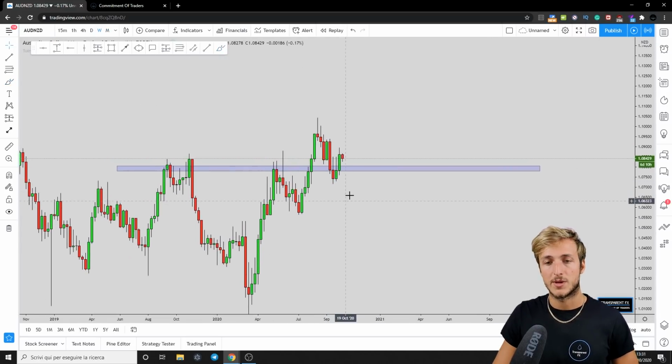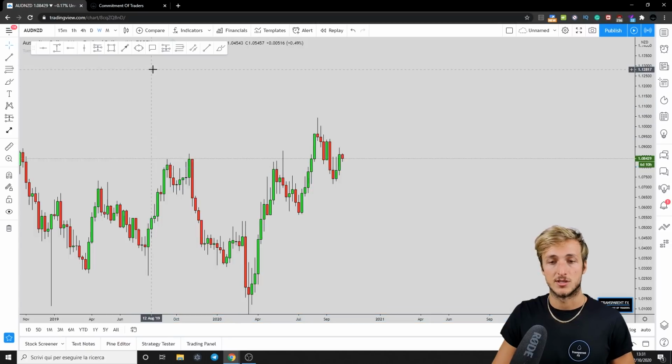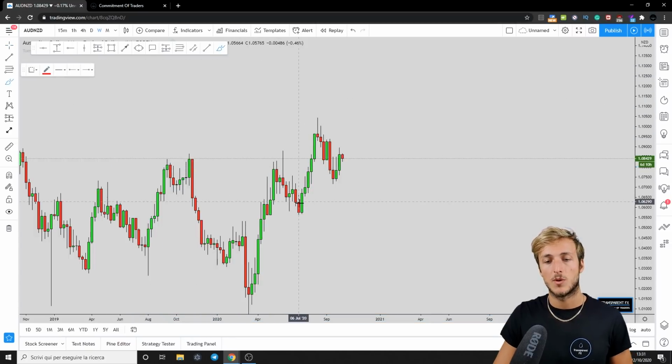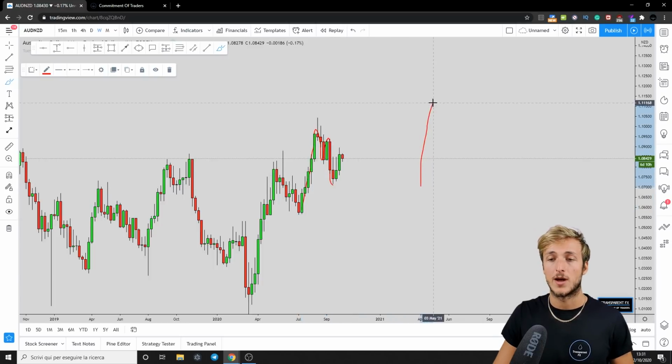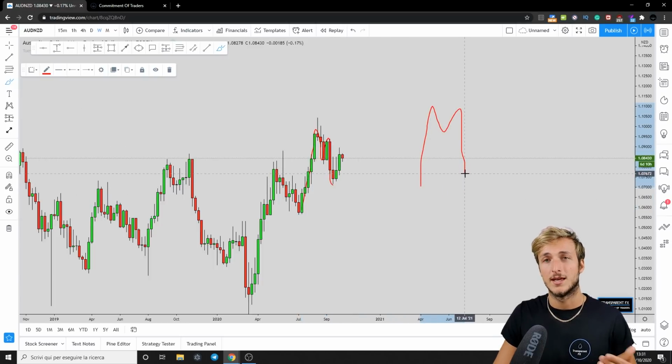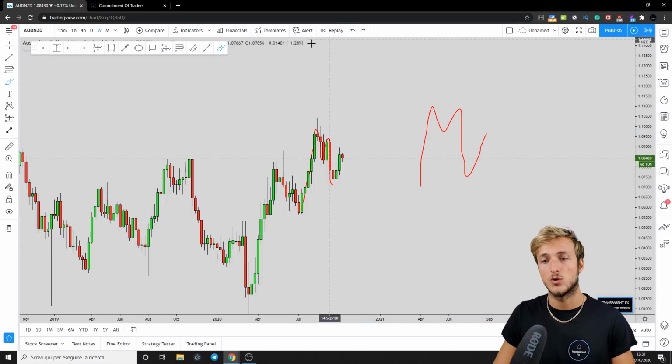Now, from a weekly perspective, we can see a very interesting pattern. In fact, we can see that from a weekly perspective, the market, first of all, created this M formation. Now, after an M formation, what you want to see is the market complete the M formation at the neckline, aka the previous support, which at that point is turned resistance.